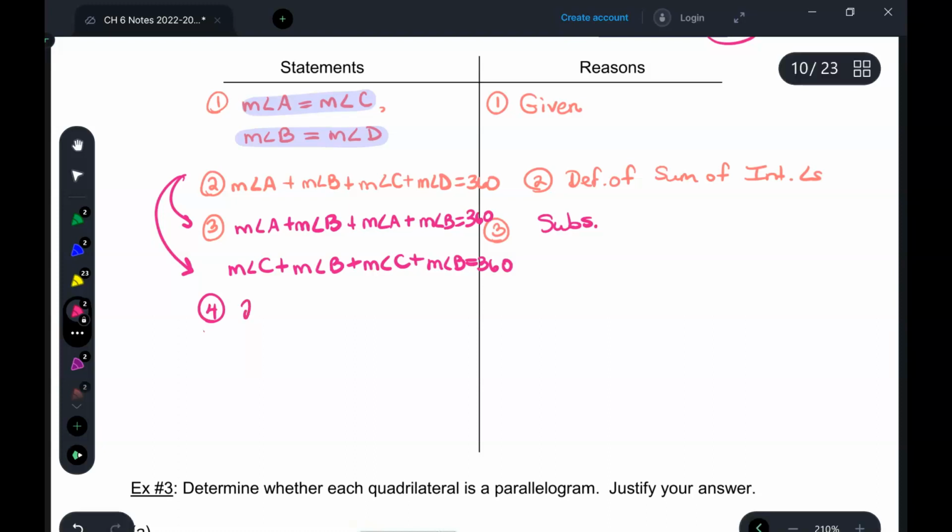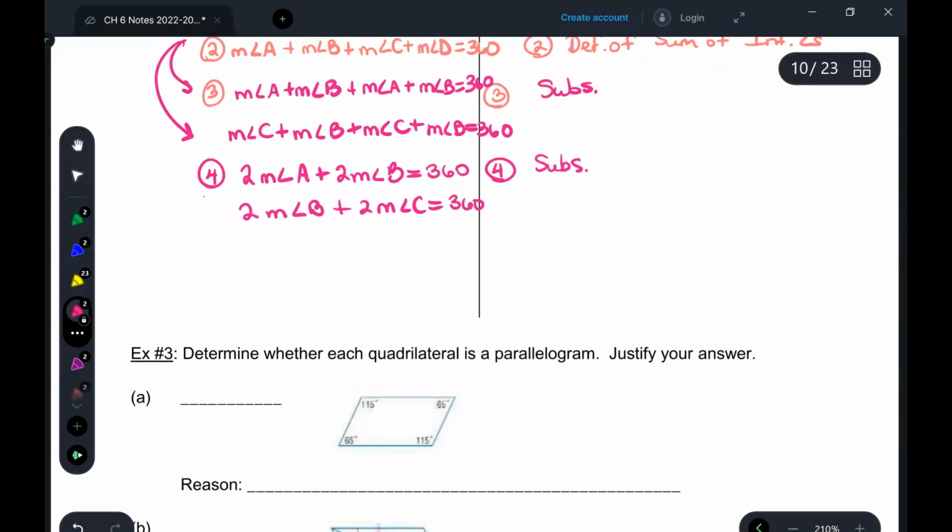So I have 2 times the measure of angle A plus 2 times the measure of angle B. That's the first one. And I have 2 times the measure of angle B plus 2 times the measure of angle C equals 360. This is just simplifying, so I'll just say substitution. I didn't change the value of anything. Almost done.